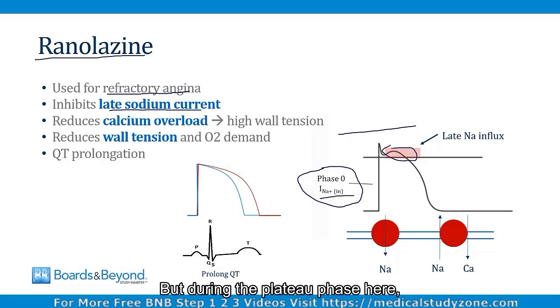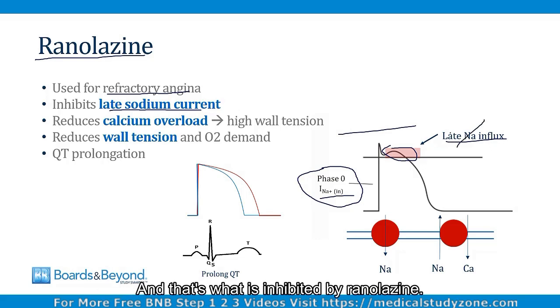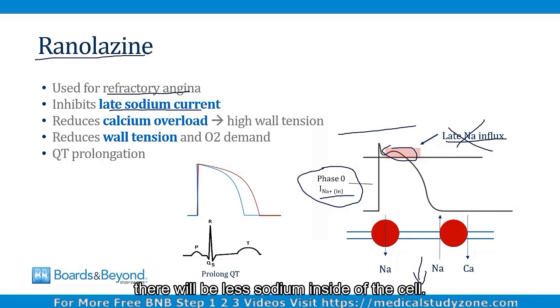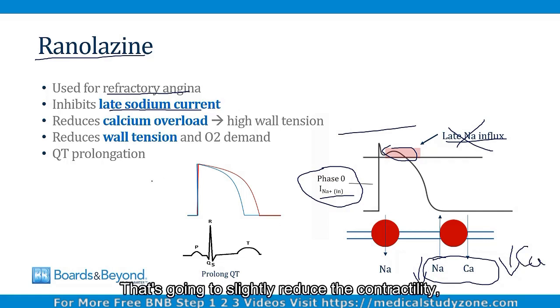But during the plateau phase here, there's also some sodium influx into cardiac myocytes, and that's what is inhibited by ranolazine. When this influx of sodium is inhibited, there will be less sodium inside of the cell. As a result, there will be less activity of this sodium-calcium exchanger. The net result is that there will be less calcium inside of cells. That's going to slightly reduce the contractility, and it decreases the wall tension.